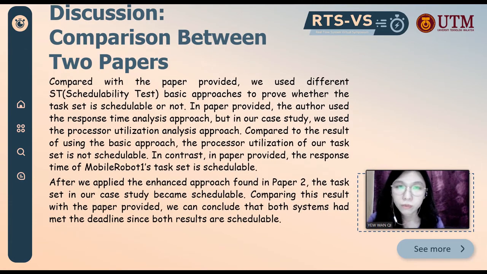Compared with the paper provided, we use a different schedulability test-based approach to prove whether the task set is schedulable or not. In the paper provided, the author used the response time analysis approach, but in our case study, we use the processor utilization analysis approach. Using the basic approach, the processor utilization of our task set is not schedulable. In contrast, in the paper provided, the response time of the mobile robot task set is schedulable. After we apply the enhanced approach found in paper 2, the task set in our case study becomes schedulable. Comparing this result with the paper provided, we can conclude that both systems meet the deadline since both results are schedulable.